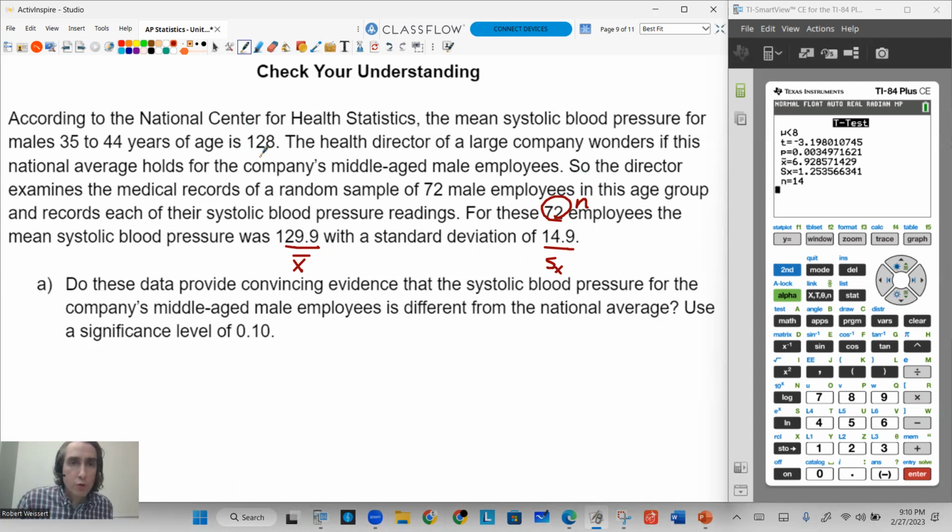And remember, we're trying to compare it to the national average, which is 128. So you know that's going to be your mu, your null hypothesis, that 128. So with these data, we're trying to see if we have convincing evidence, and we're going to use the 10% significance level to do that.